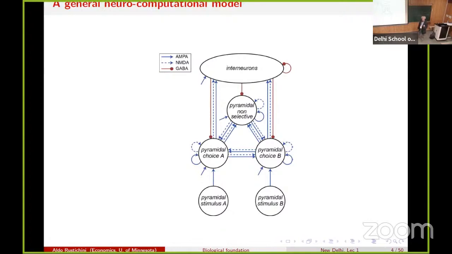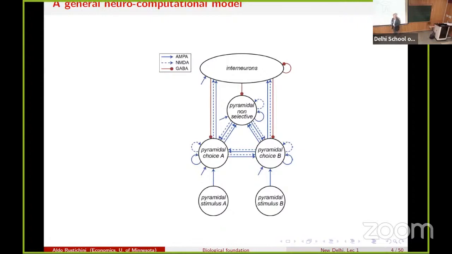So the classical experiment is this. I show you dots and they have a very small tendency to move either to the right or to the left. And you have to decide whether they're moving to the right or to the left. That's the task they have. And so this is evidence for left. This is evidence for right. Let me explain this diagram.